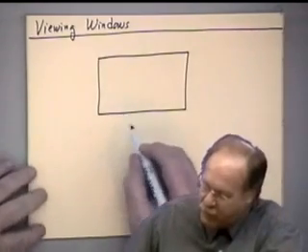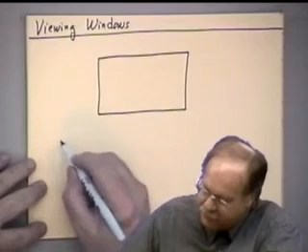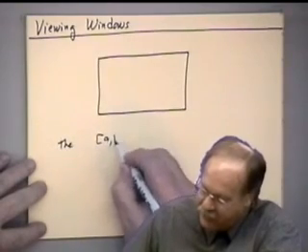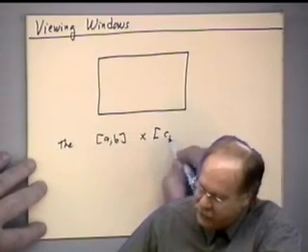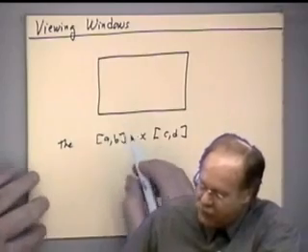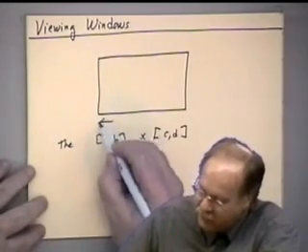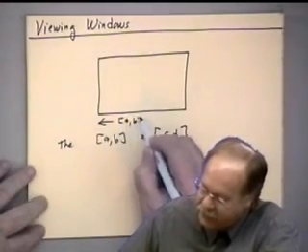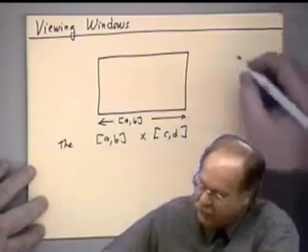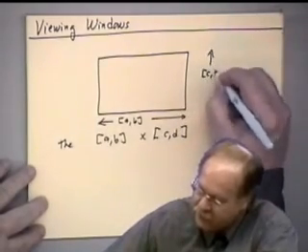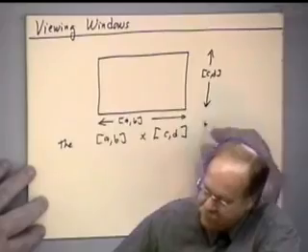What we do in the way of marking this is we call this, say, the AB by CD window. Now, what is the definition here? This is considered to be the closed interval AB horizontally, and this is the closed interval CD vertically.